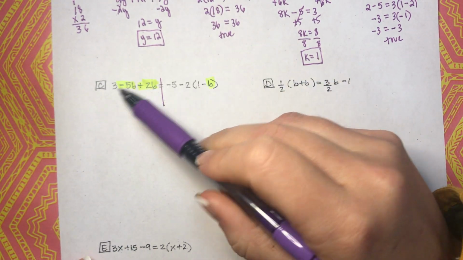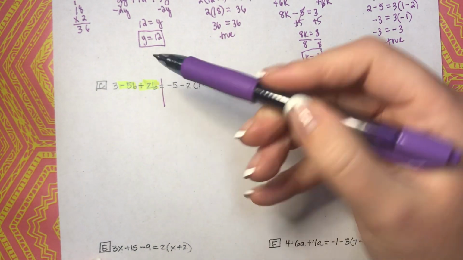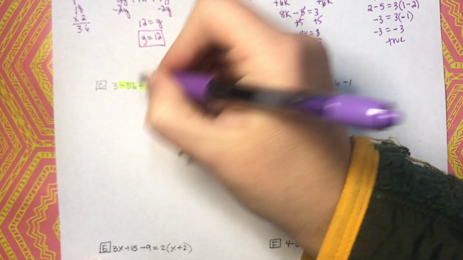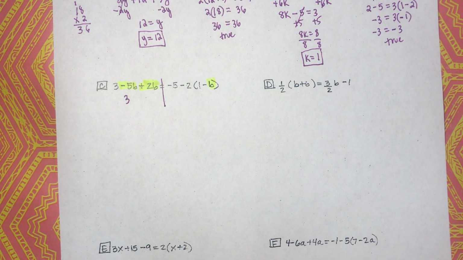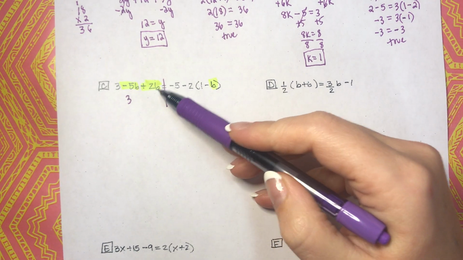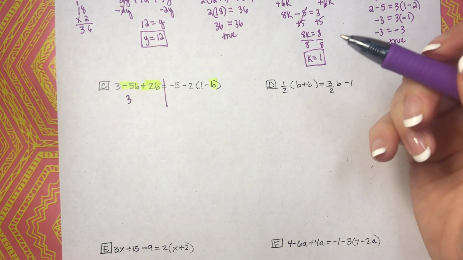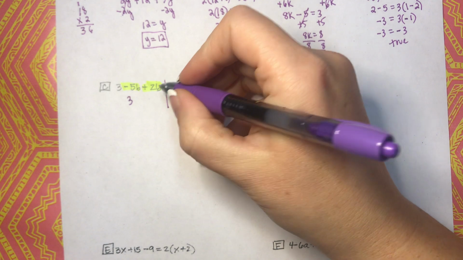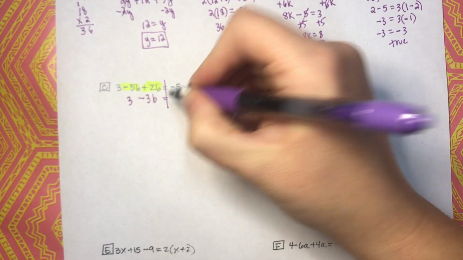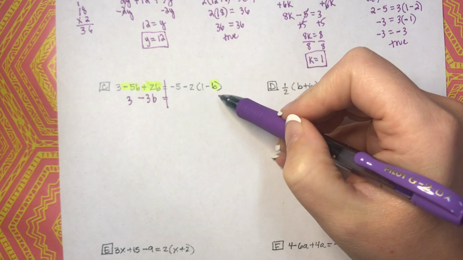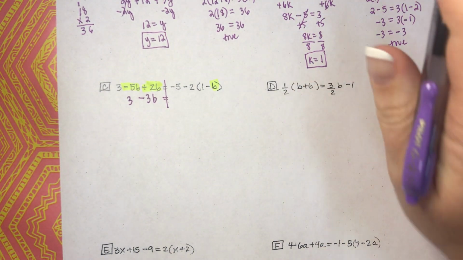So do we have any like terms on this side? Yeah, we have variables. So I'm going to rewrite that 3 because there's nothing I can do with that. And then we're going to go negative 5b plus 2b. What is that? That is negative 3b equals, okay. Here, now this is tricky.